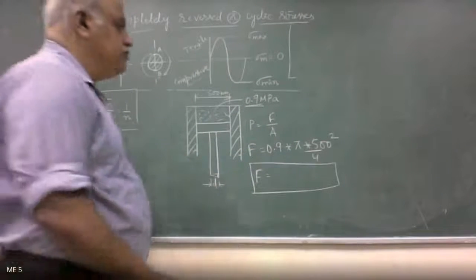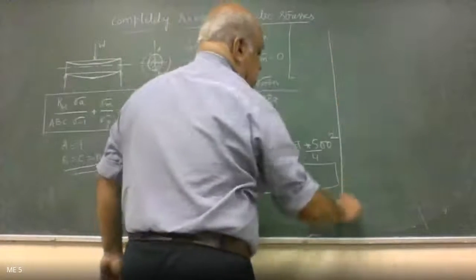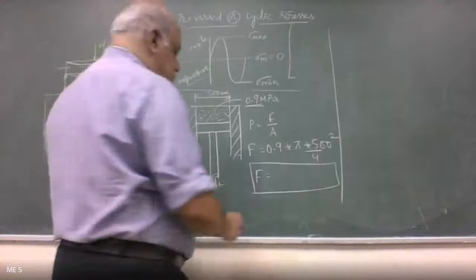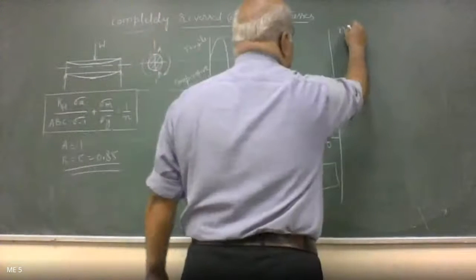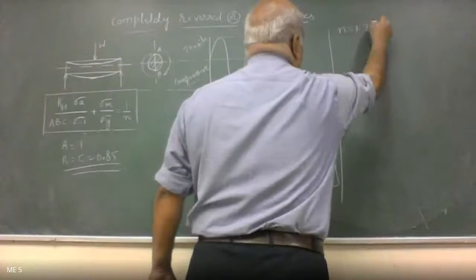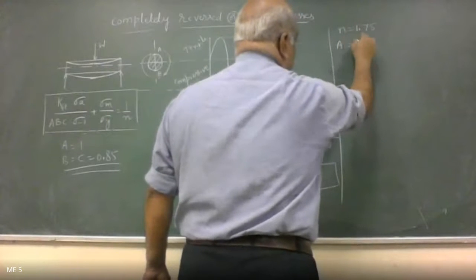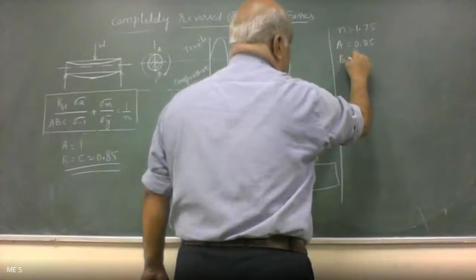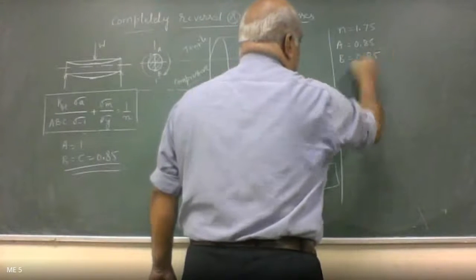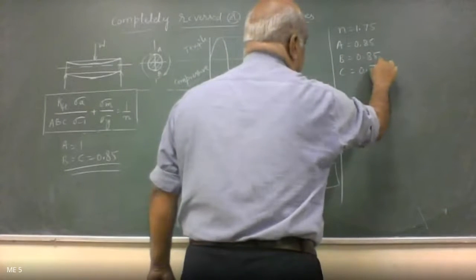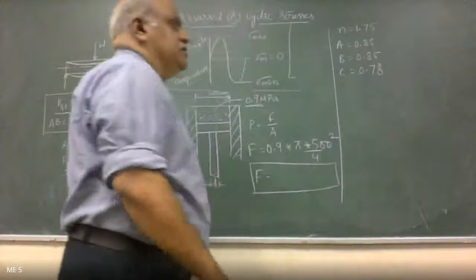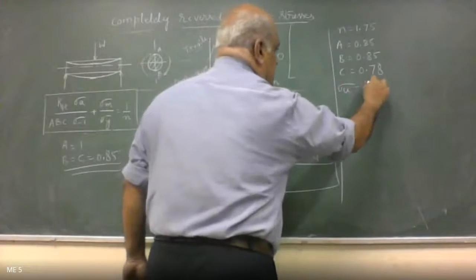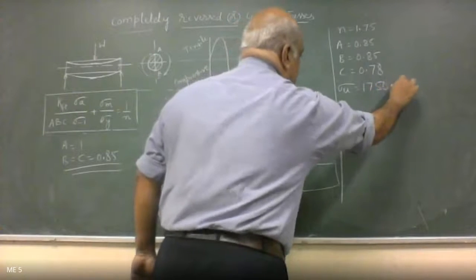After that, you are given the ultimate strength value only, correct? And of course, factor of safety is given as 1.75, and you are given the value of A to be equal to 0.85, value of B equal to 0.85, and value of C equal to 0.78, which is surface finish effect. And you are given the ultimate strength value of 1750 megapascal.